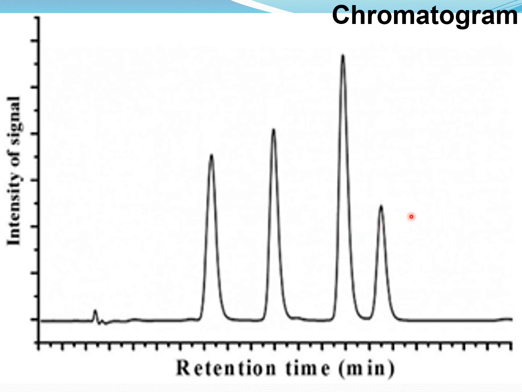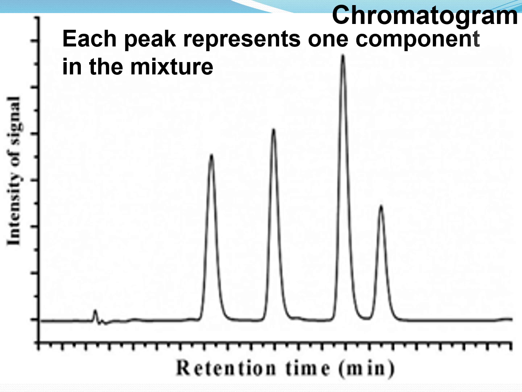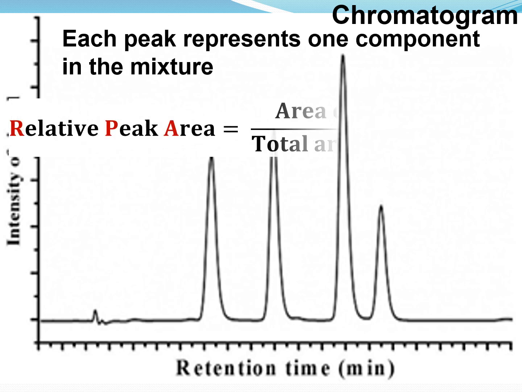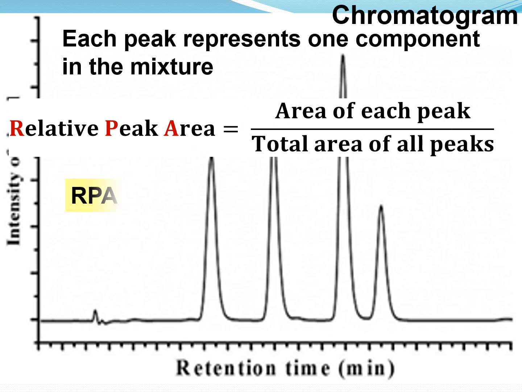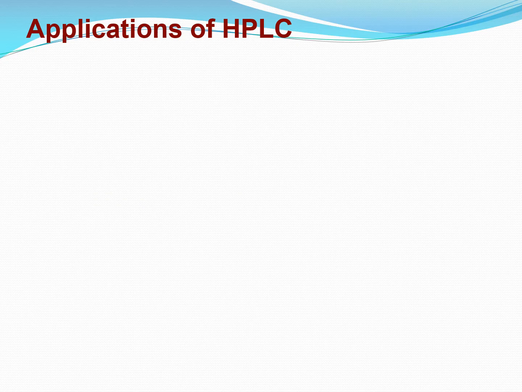You get different peaks. Each peak represents one component in the mixture, and the relative peak area is proportional to the composition. So we can get how many components are present in a mixture, plus we can find out what is their amount, what is their composition.